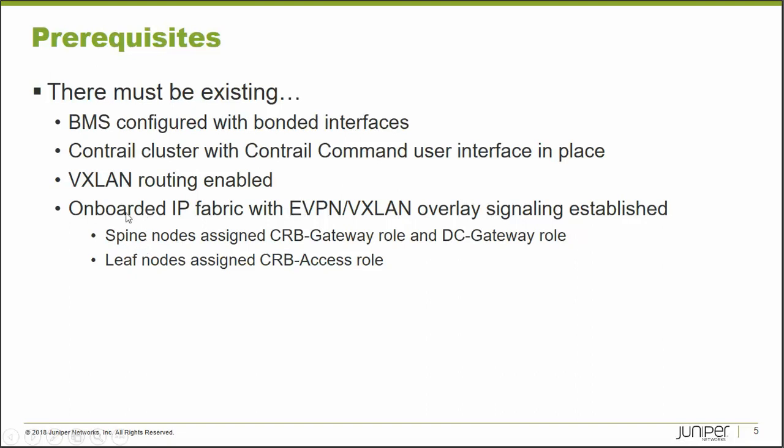And then also, when you do that onboarding, you have to assign roles to your spine and leaf nodes. You need to make sure that the spine nodes are assigned the CRB gateway role and the DC gateway role, and the leaf nodes need to be assigned the CRB access role.